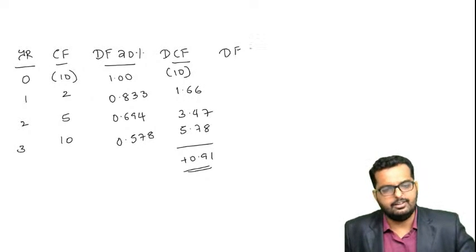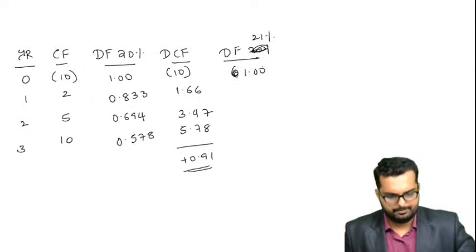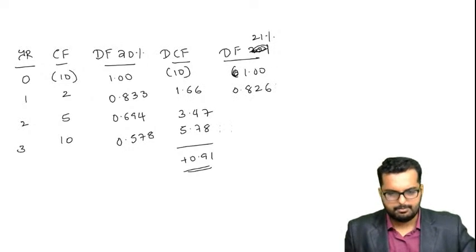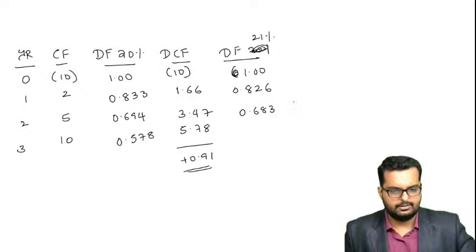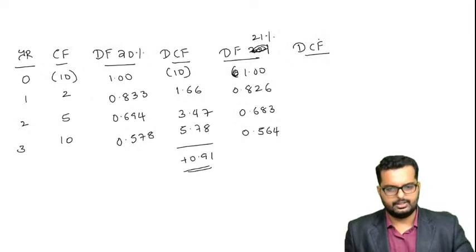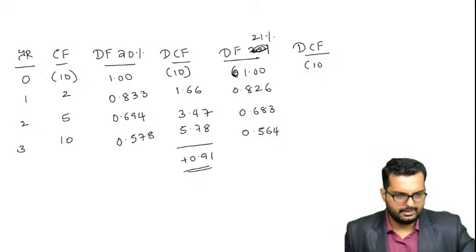I'll take the next higher discount factor now. Let me take 21%. We are very close to getting a negative. So it will be 1 divided by 1.21. That will be 0.826, 0.683, and 0.564.